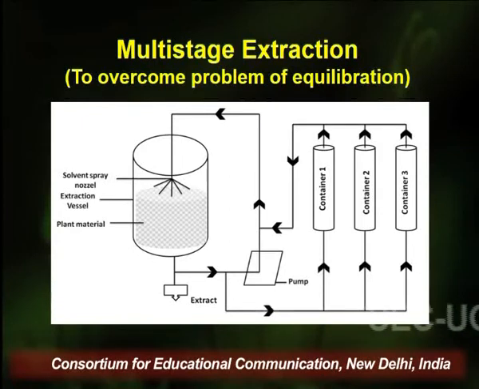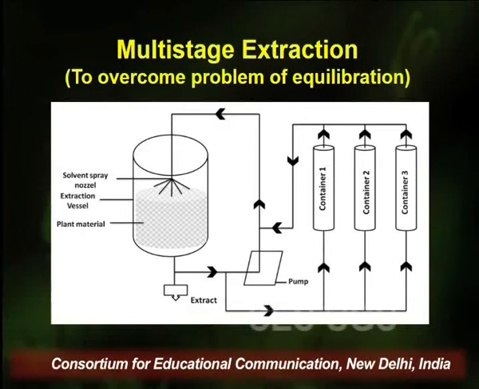To overcome that problem of equilibration in the circulatory extraction method, multi-stage extraction has been designed. The basic concept is the same, but we have added 3 additional receiver containers, 1, 2 and 3, as you can see in the picture. Again, the drug material is packed in the cylindrical extractor. It is sprayed with the solvent. After a specified period of time, this solvent is shifted to container number 1. Containers 2 and 3 are also filled with the solvent.